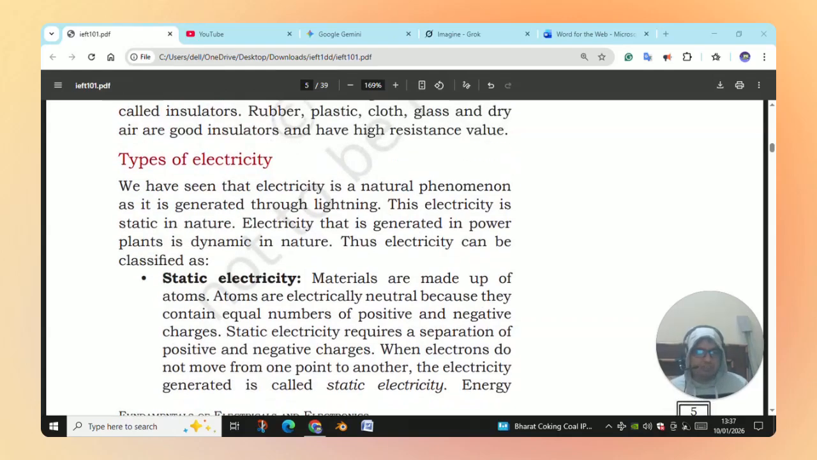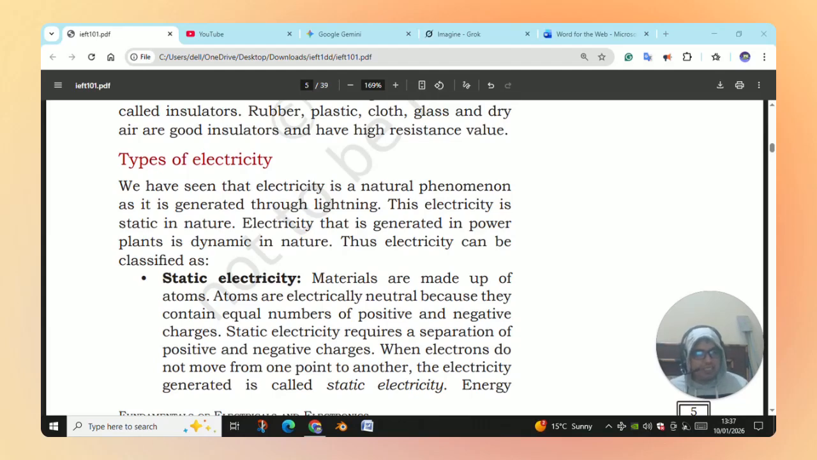Types of electricity. We have seen that electricity is a natural phenomenon as it is generated through lightning. This electricity is static in nature. Electricity that is generated in power plants is dynamic in nature. Thus, electricity can be classified as static and dynamic.